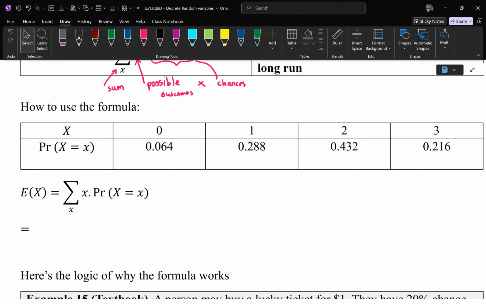Now you can sketch the distribution on your CAS, and then you can roughly predict where the expected value is, or you can calculate it. So if they give you a graph, you have to learn how to read a graph.